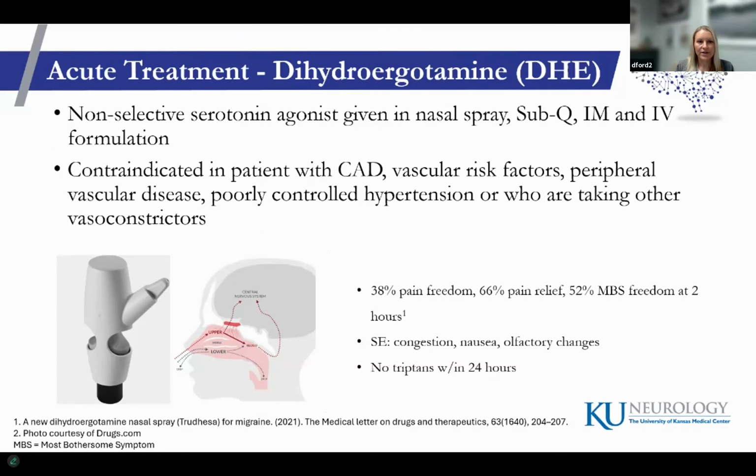There we go. So another acute treatment is DHE. This one is non-selective. It has multiple ways to be given. Again, coronary disease, vascular risk factors, we don't want to give it. But the pain relief was a little bit higher in this compared to placebo. And then the most bothersome symptom, which is MBS there, freedom at 2 hours. Most of the studies now are going to be reporting the MBS, the most bothersome symptom, as well. So that's how the newer drug classes look at it. No triptans to be utilized within 24 hours of this. This is a novel way to give this medication compared to what we've had previously.